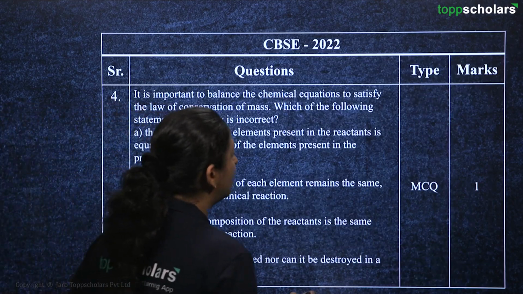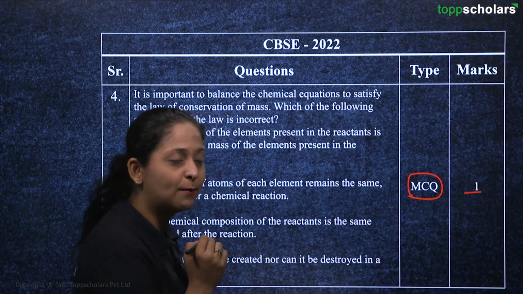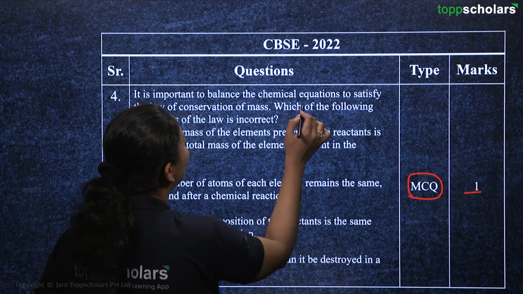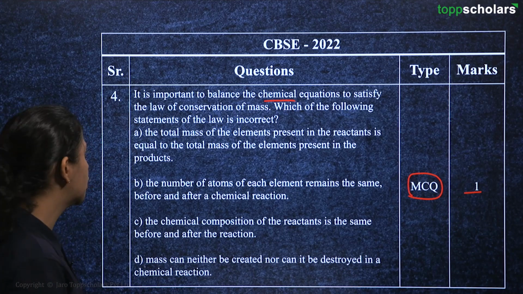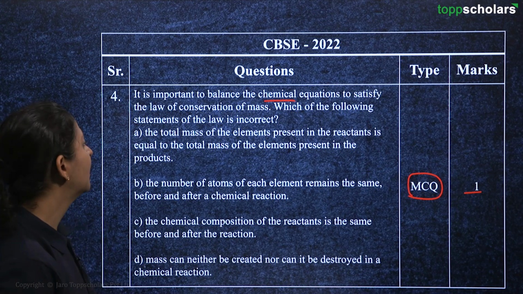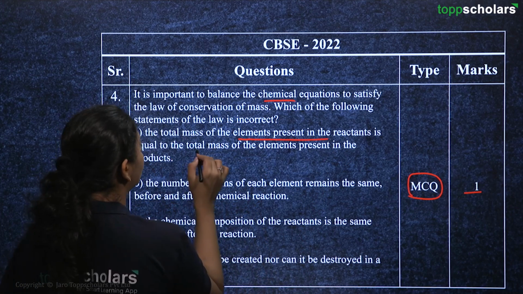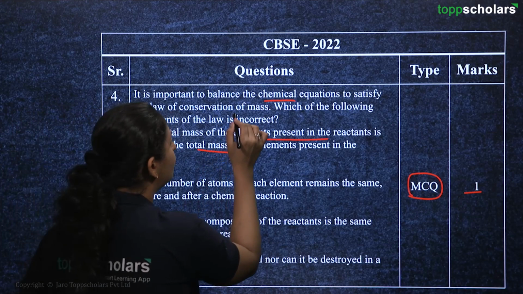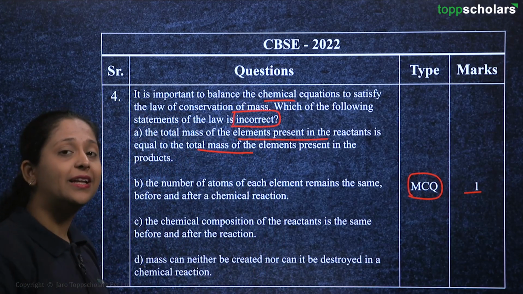From the same year paper, 1 more multiple choice question. I believe 2022 has given you a lot of MCQs for this chapter. So the question says, it is important to balance the chemical equation to satisfy the law of conservation of mass, which is correct. And which statement of the law is incorrect? Right? The total mass of elements present in the reactant is equal to the total mass of elements present in the product. Remember students, we have to find the incorrect statement. Always mark such points. Okay? You have to find out the incorrect statement.